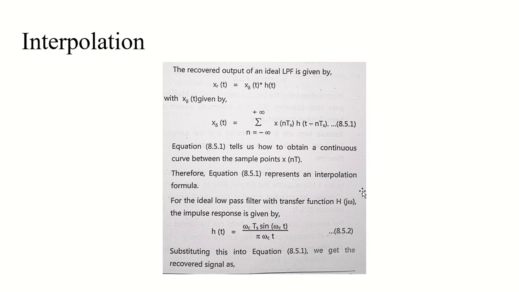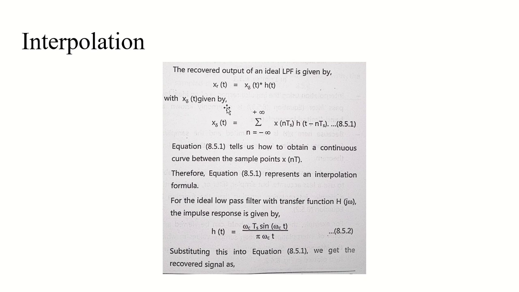And that output is given using this formula: xr of t is equal to x delta of t convolved with h of t. Actually, not multiplied, it is what we call convolution, but we can also say it that way. Remember the previous properties when we discussed the properties of sampling as well. Now x delta of t is given using this formula, summation n equals minus infinity to infinity x of n ts h of t minus n ts.